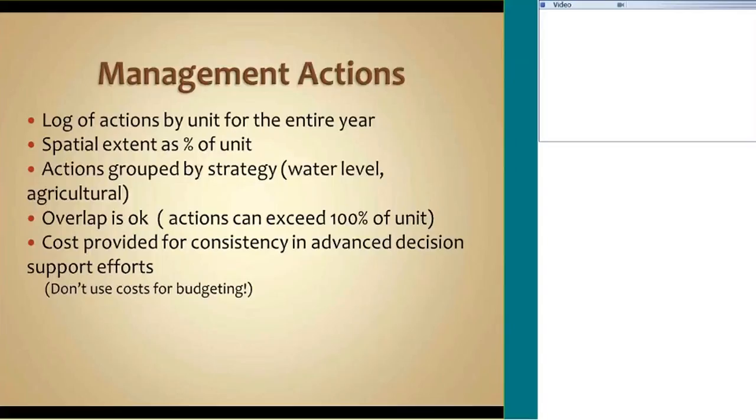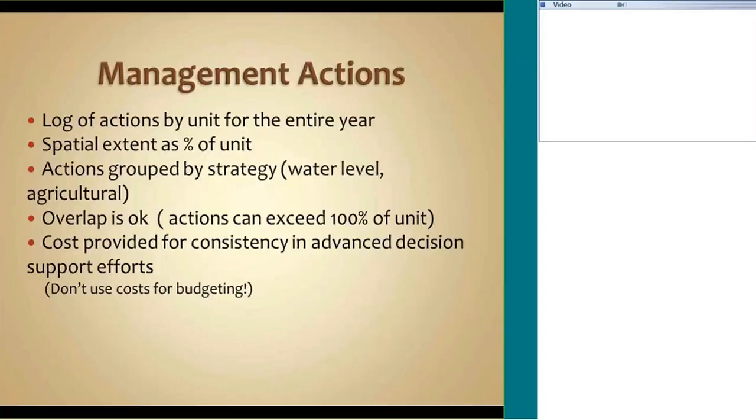And we do expect people to group those actions when they get into more advanced decision support, which John's going to talk a little bit about later in the Mattamuskeet example. But basically, we just want to provide a standardized list with some cost estimates for consistency across refuges. We don't expect people to use those for budgeting at the refuge scale. Local cost estimates would be much better.